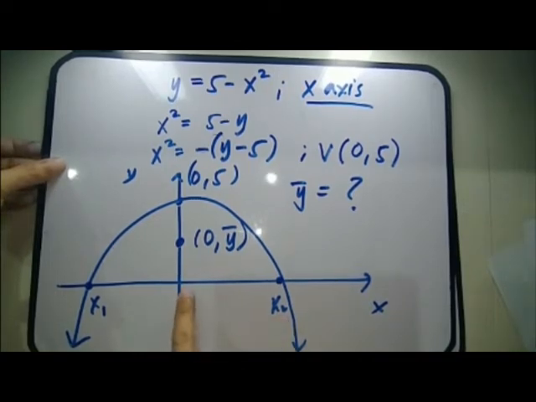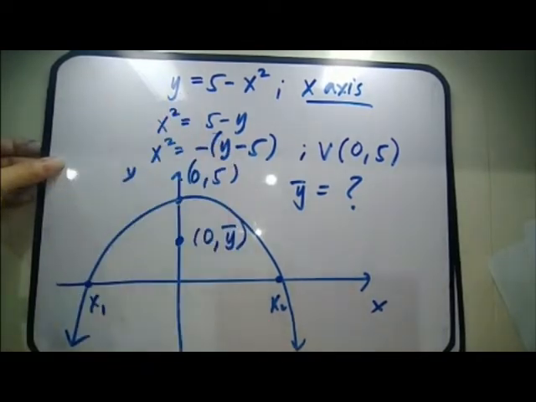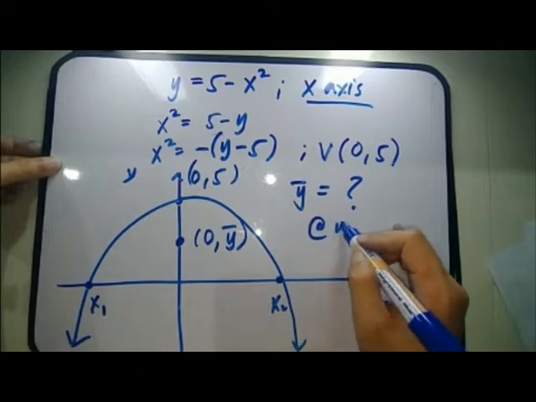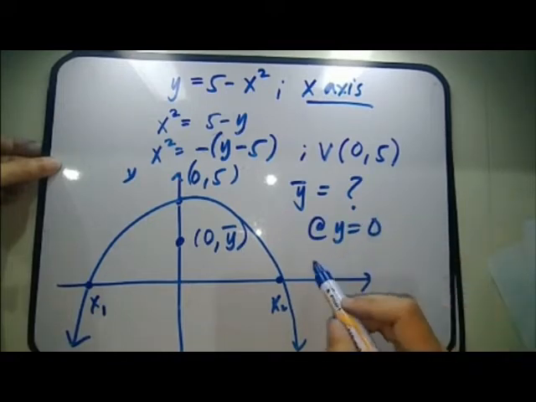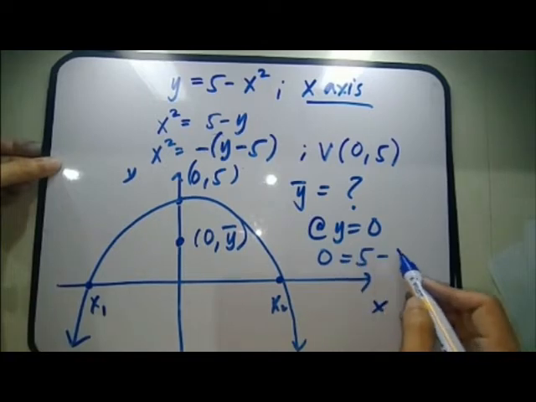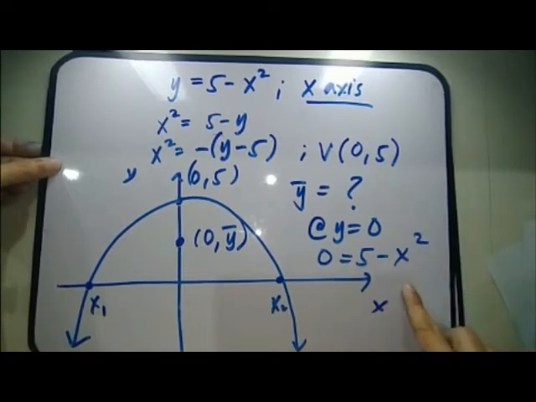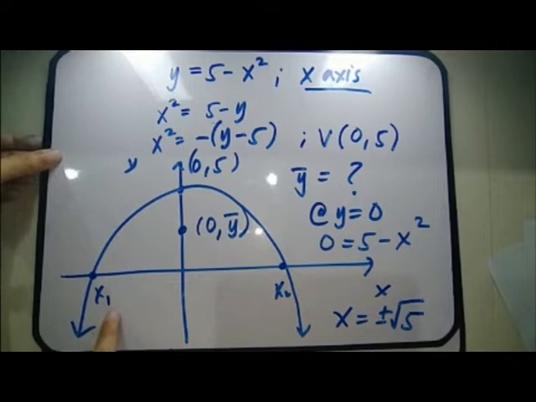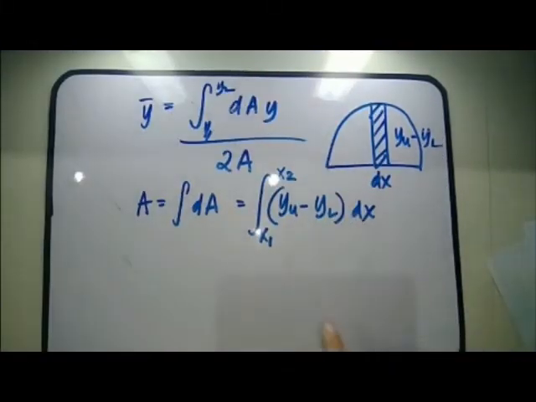So, at y equals 0, you have here 0 equals 5 minus x squared. Therefore, x squared is equal to 5. Then, you have x as plus or minus the square root of 5. So, this is the square root, so the value must be plus or minus. So, we have our limit, negative square root of 5 and square root of 5. So, y upper touches the parabola. So, the y upper is the parabola.